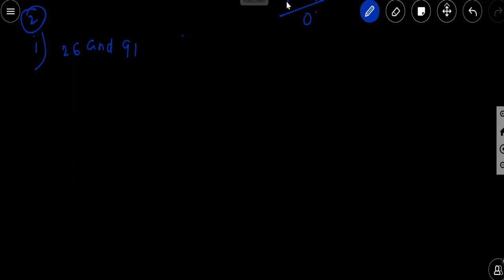Okay, first we'll do the factorization for 26. So it is clearly divisible by 2. So 2 ones are 2, 2 thirteens are 26. So 13 is a prime number, so it is divisible by itself, so 1. So the prime factorization for 26 is 2 into 13.